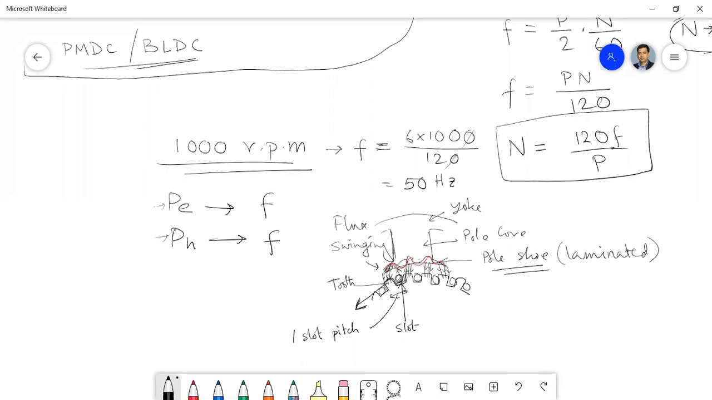Wherever they are getting the teeth, there the flux density becomes more; where they are getting the slot, the flux density becomes less.